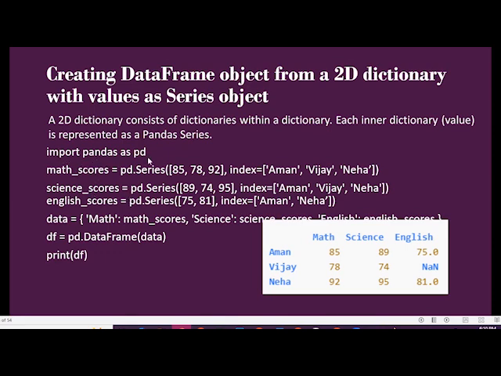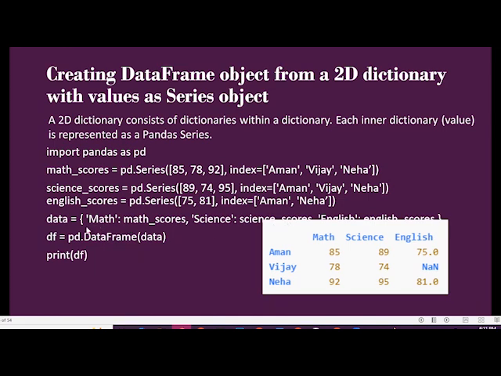We need to import pandas for creating a series or data frame. Import pandas as pd. Then this is our first series, maths course, pd.Series, with the values 85, 78, 92. These are the index: Aman, Vijay and Neha. Next, science course, this is the second series. These are the values, these are the index. Third one is English scores. These are the values. Here we have only two values, note this point. Here we have only two values, 75, 81 and these are the index.